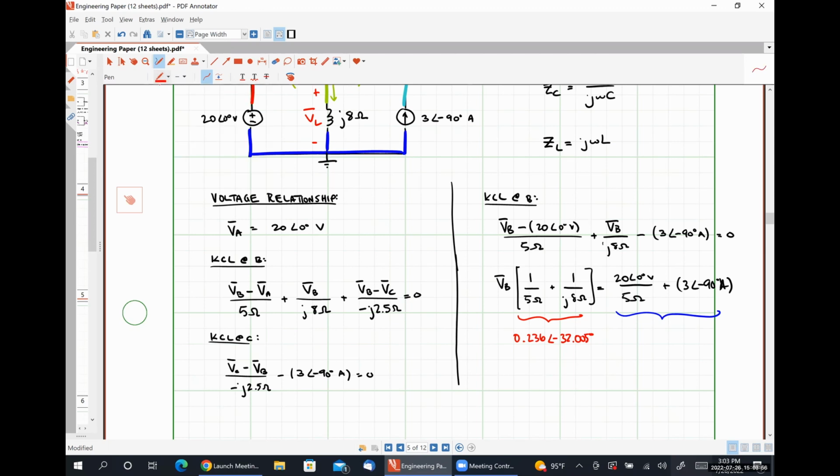So I have stored this in my calculator as A. When I put the stuff on the right-hand side, so that's 20 angle 0 over 5 plus 3 angle negative 90, that comes out to be 5 angle negative 36.870 degrees. And I'm going to store this in my calculator as B.